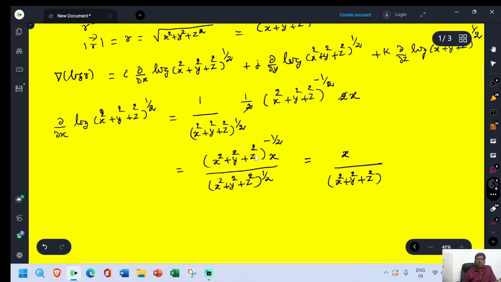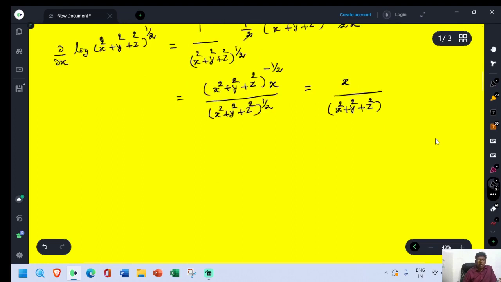divided by x square plus y square plus z square. Here x square plus y square plus z square power minus half is present. If you bring this term to the denominator, already x square plus y square plus z square power half is present there. So that is changed into x square plus y square plus z square. So the value of dou by dou x of log of x square plus y square plus z square power half is equal to x divided by x square plus y square plus z square.